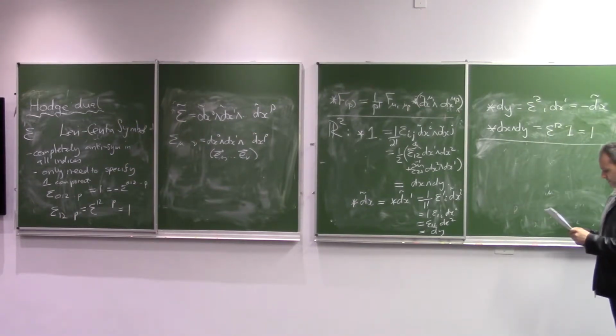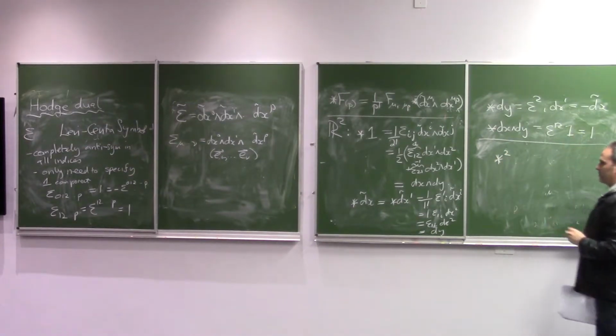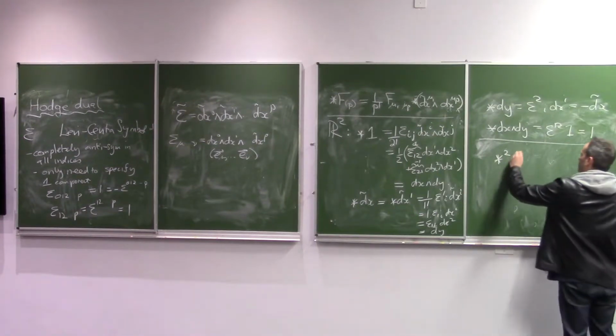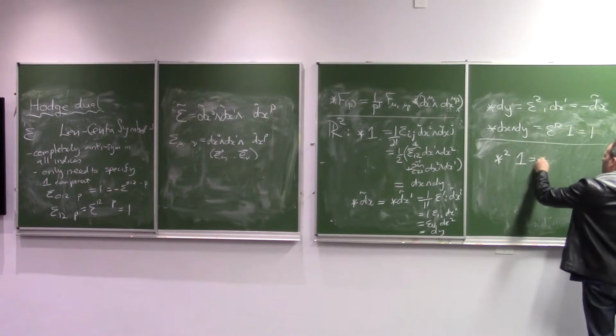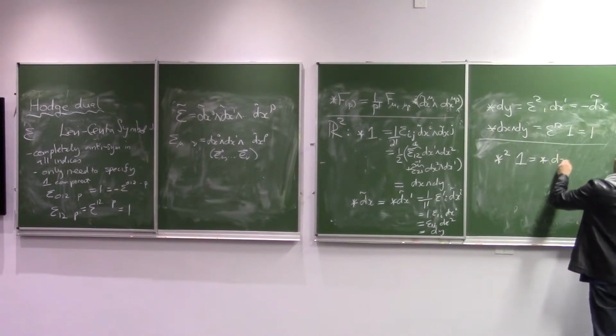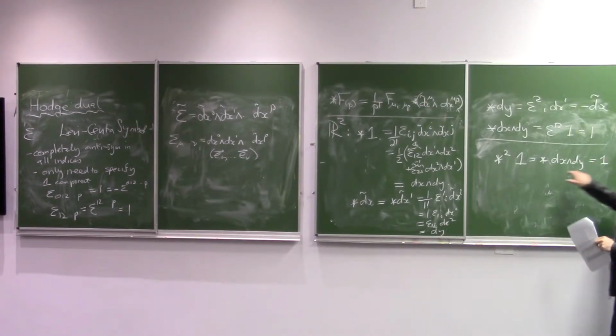Right, so we can use this and look at the square. What happens if we act with the square on, let's say, 1? So that's equal to the Hodge dual of dx wedge dy. So that's equal to 1. So the Hodge dual squared on 1 just gives you 1.